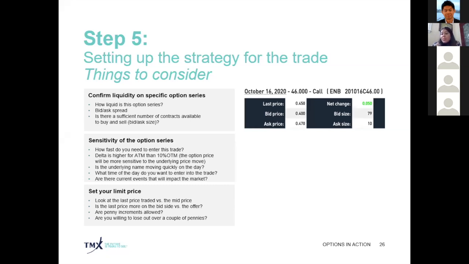Also, you want to set your limit price. You want to look at the last price versus the mid price. So the last price is where it was last traded at. And the mid price obviously is between the bid and ask. So you want to think about where you want to actually enter into this trade. Is the price more on the last price, more on the bid side or on the offer side? And you know, if there are penny increments available. And also, you don't want to lose out on this position over a couple of pennies as well. So here our strategy for this trade is going to be inputted 30 minutes after the open. We're going to choose to put the limit price at the last price of 45 cents and make this a day order.